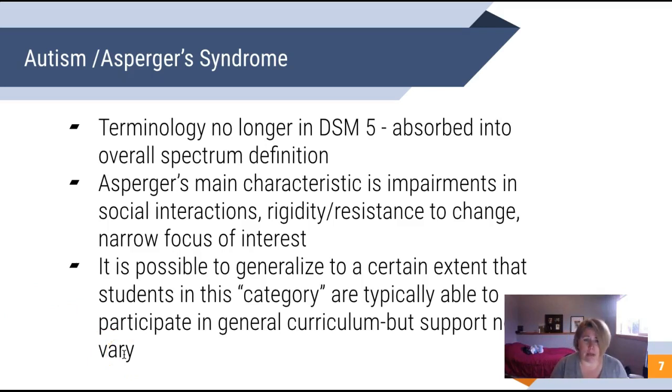So as I said before, the terminology of Asperger's syndrome and autism by itself aren't separate anymore. They've been absorbed. But we still know that there are elements of these different disorders, even though they're under one umbrella now, that we can talk about a little bit. In terms of Asperger's, the main characteristic is an impairment in social interactions and that rigidity, resistance to change, that narrow focus of interest. If you watch The Big Bang Theory and Sheldon, that is Sheldon.